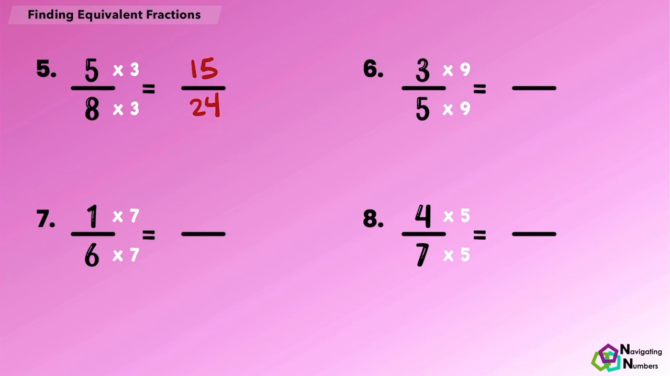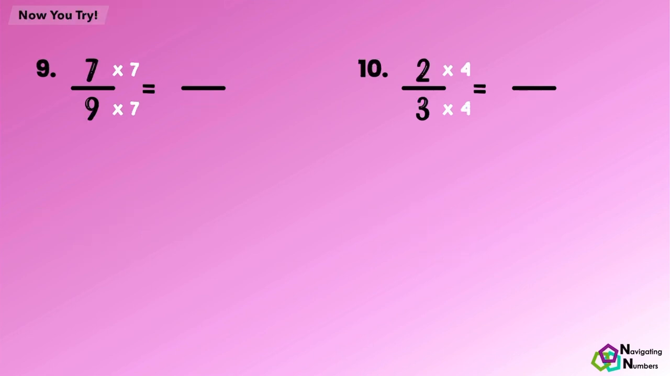Number 6, we have 3/5. Let's multiply both times 9. 3 times 9 is 27. 5 times 9 is 45. So again, although they look different, because we're multiplying times 9 over 9, or 1, the value is not changing, our appearance is changing. So the value of those two is the same. So now you try out these practice problems, number 7, number 8, and number 9 and 10.